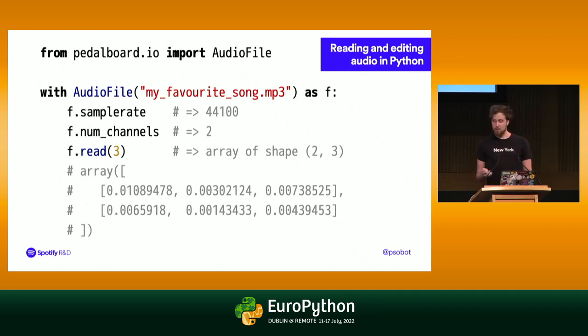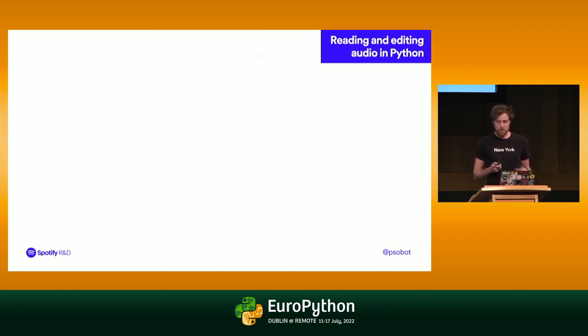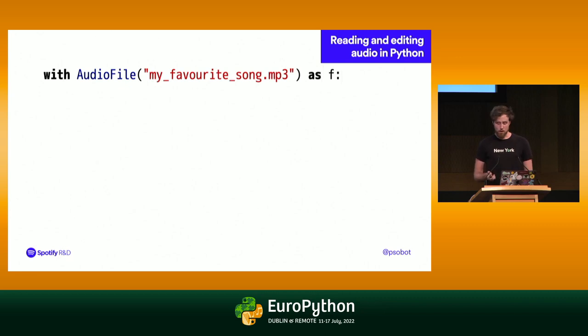Let's give that a try. Just to illustrate here, the left channel of the audio is the first array here, and then the right channel is the second array. So we can actually separate these out very easily like that. But going back to the start here, let's take a look at opening up another audio file.